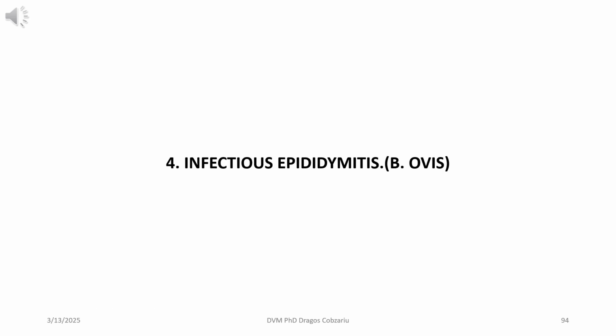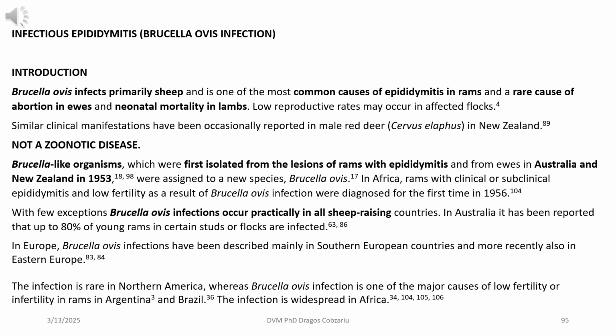Infectious epididymitis. Brucella ovis infects primarily sheep and is one of the most common causes of epididymitis in rams and a rare cause of abortion in ewes and neonatal mortality in lambs. Low reproductive rates may occur in affected flocks. Similar clinical manifestations have been occasionally reported in male red deer, Cervus elaphus, in New Zealand. It is not a zoonotic disease.